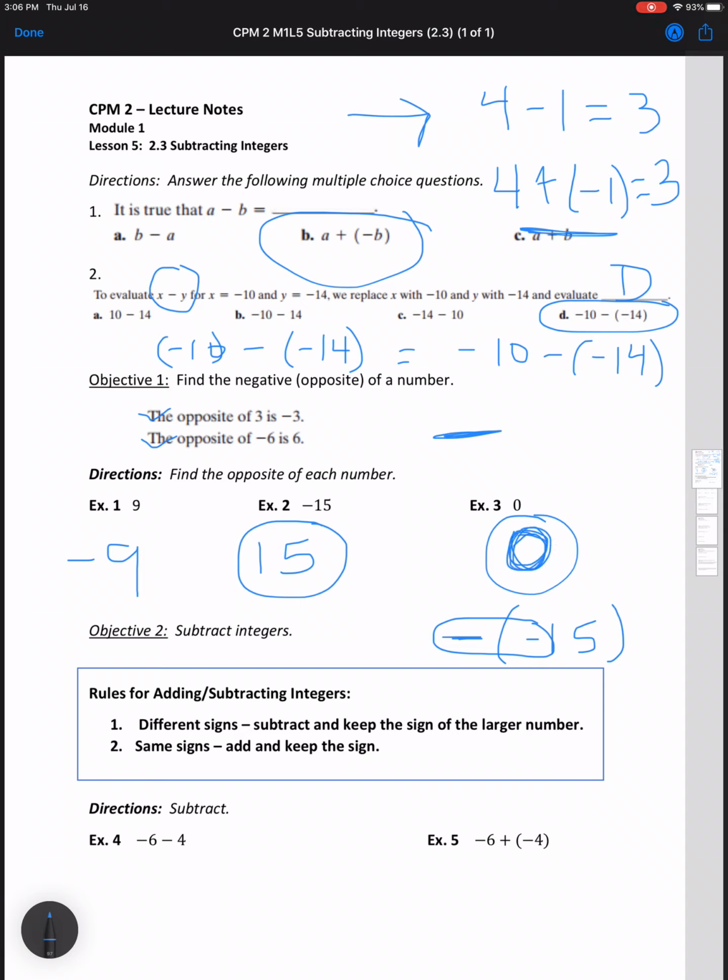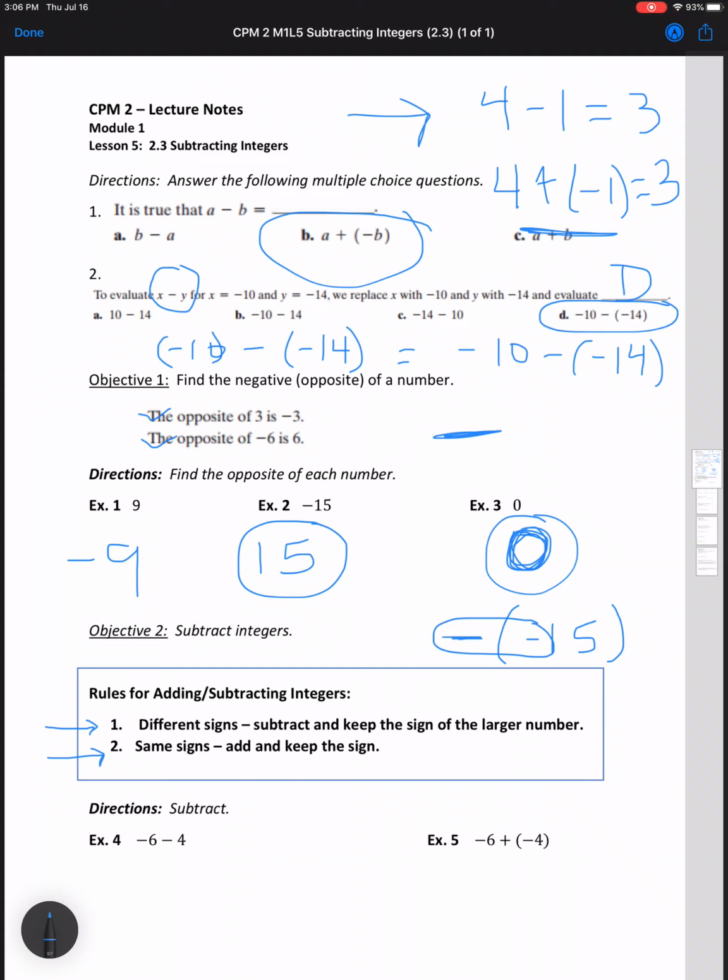So objective number 2, we're going to talk about subtracting integers, and these rules should look familiar to you because they're the exact same rules as when we added integers. So keep in mind, when we add and subtract integers, we're going to think same sign or different signs. If they're different signs, we're going to subtract, keep the sign of the larger, and if they're the same sign, we're going to add and keep the sign. So look at example 4 for me.